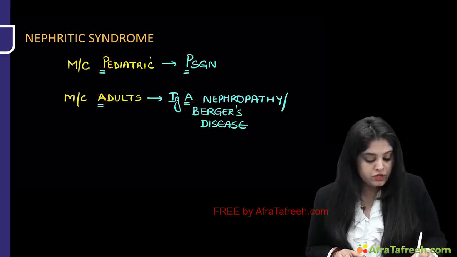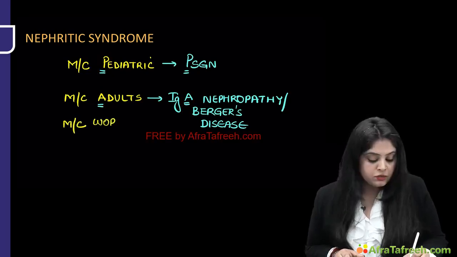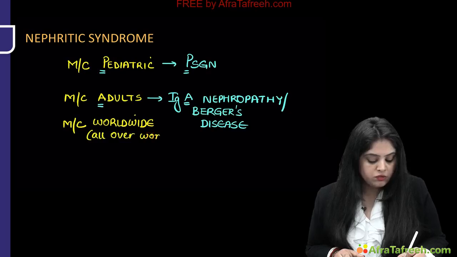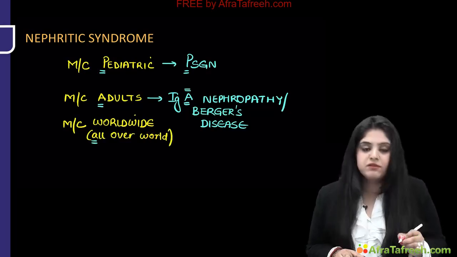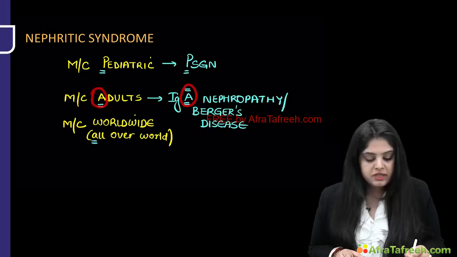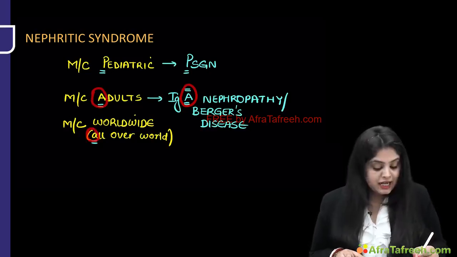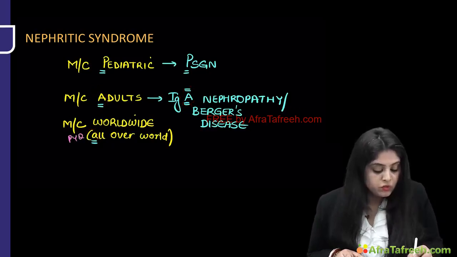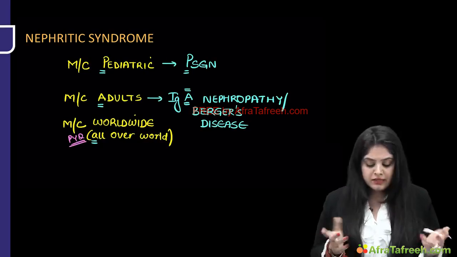But now if I twist the question and ask you, which is the most common nephritic worldwide? So instead of learning it as worldwide, I have learned it as all over the world. Because that also gives me a mnemonic that all over the world also IgA nephropathy is common. Simple. So IgA tells me that not only is it more common in adults, but it is also the more common nephritic all over the world. And that has been a previous year question. Which is the most common nephritic overall all over in the world? IgA nephropathy.